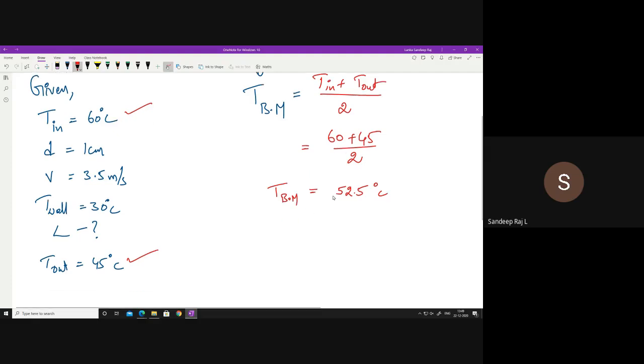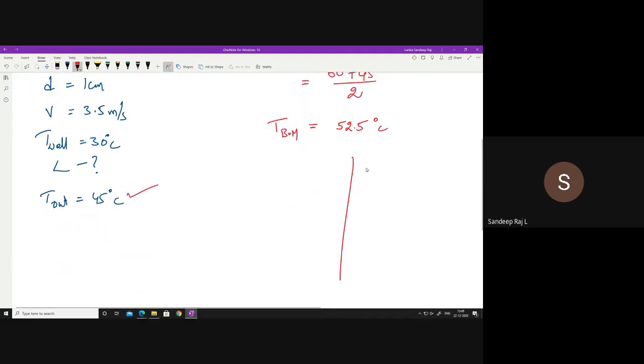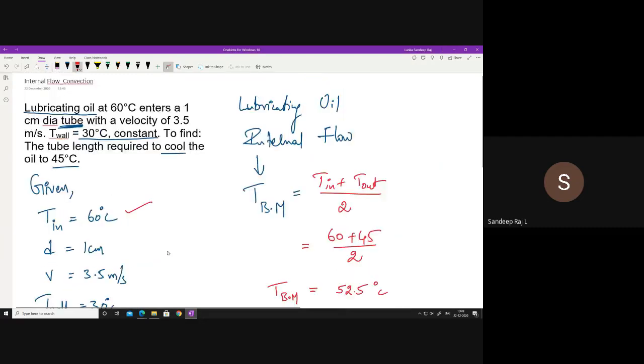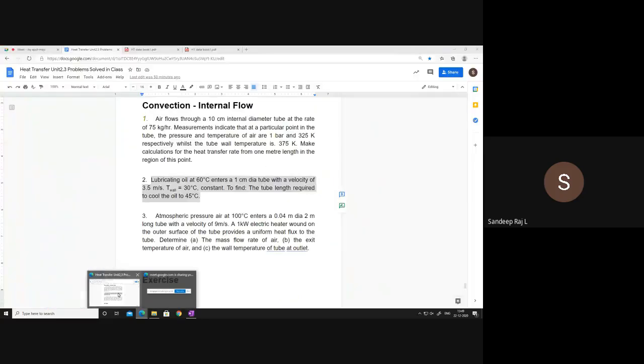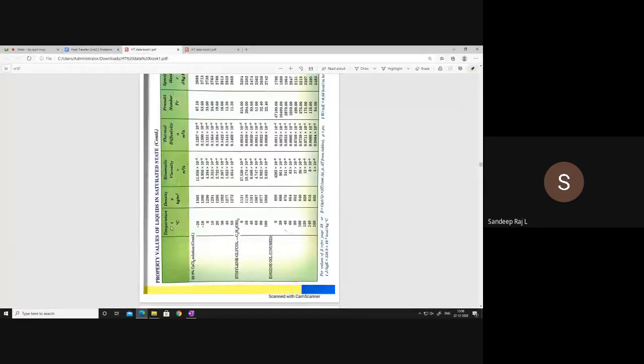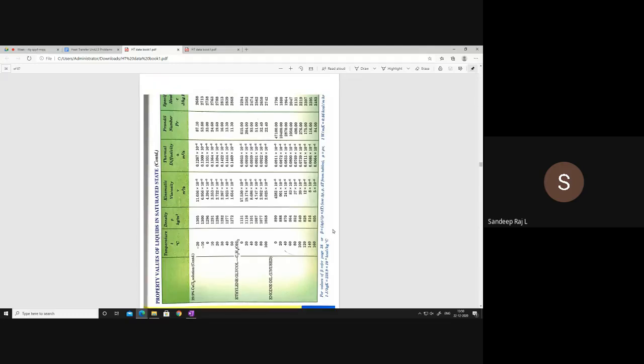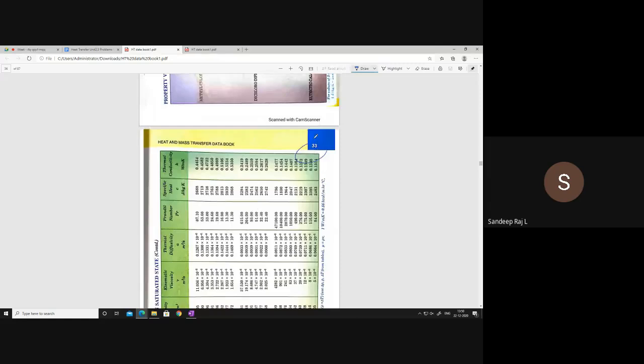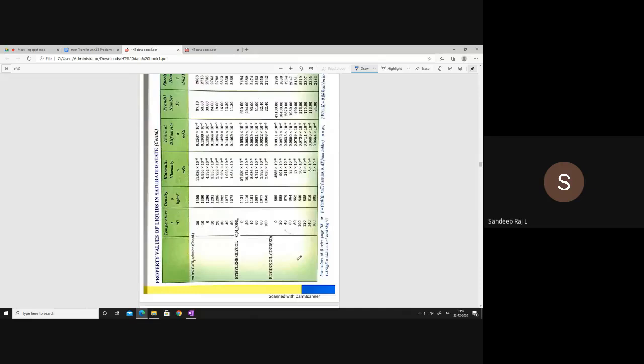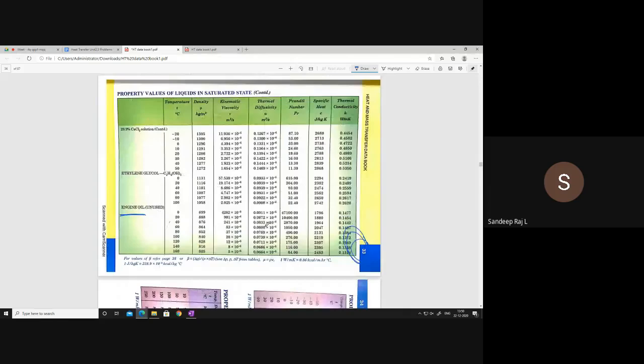Now that you know the bulk mean temperature, you start writing all the properties at 52.5 degrees centigrade. Which material do you have to take? You have to take the lubricating oil in the data book. Go to the property values of liquids and keep searching on page number 33. On page number 33, you'll be finding something called engine oil. Can you see that? Here it is, engine oil.